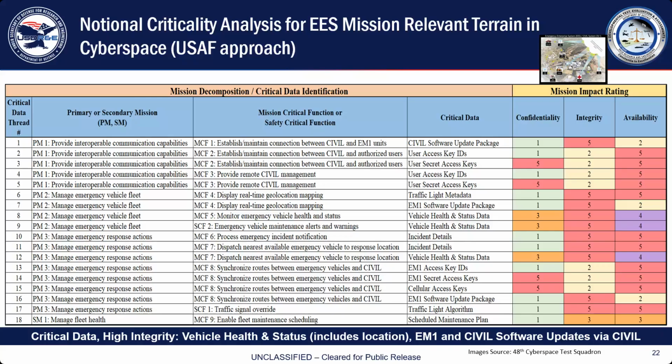And this reveals to the cyber working group that there are multiple mission critical and safety critical functions that are dependent upon the vehicle health and status, which includes location, and the software updates. So this is critical data that is going to help them understand the integrity of this data. This specific data could impact multiple missions simultaneously. You can see that traceability where you have the integrity as red 5 and you can trace it back. This analysis serves as important input to the mission-based cyber risk assessment. And they would revisit this information as needed during development.